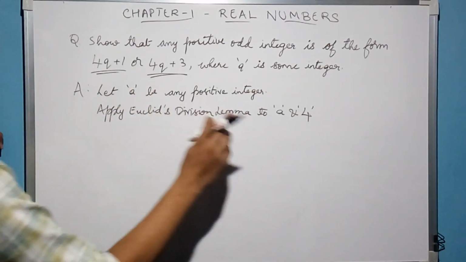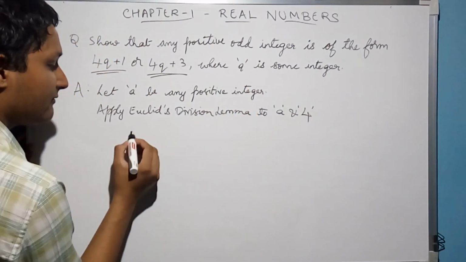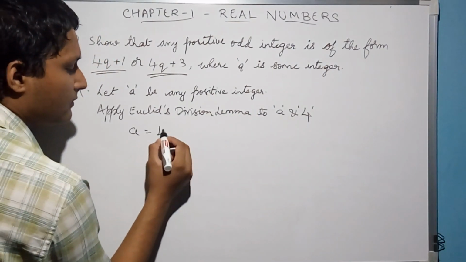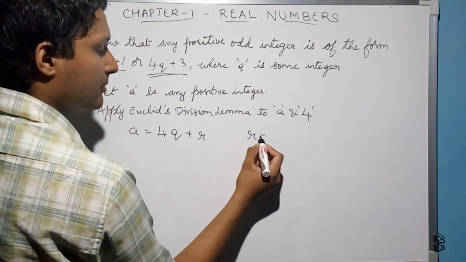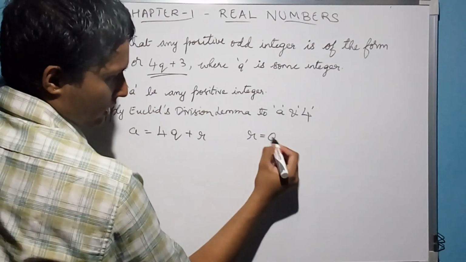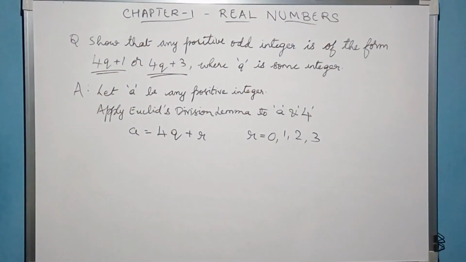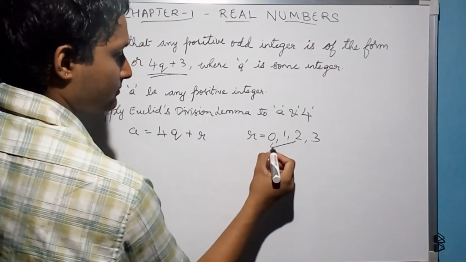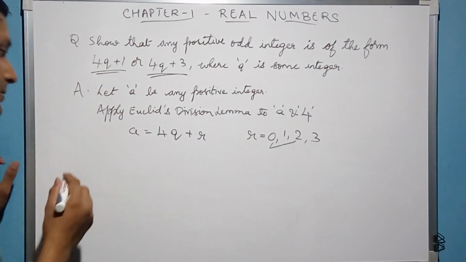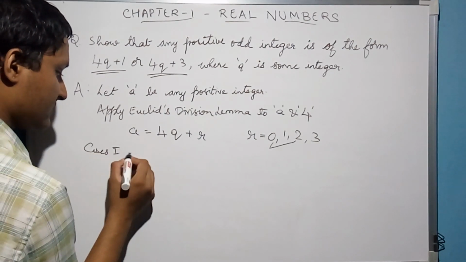Hence, using Euclid's division lemma on a and 4, you can find that a is equal to 4q plus r, where r can be 0, 1, 2, 3. There are 4 cases now. So first we'll take these 2 cases together. So what do we get? Cases 1 and 3.